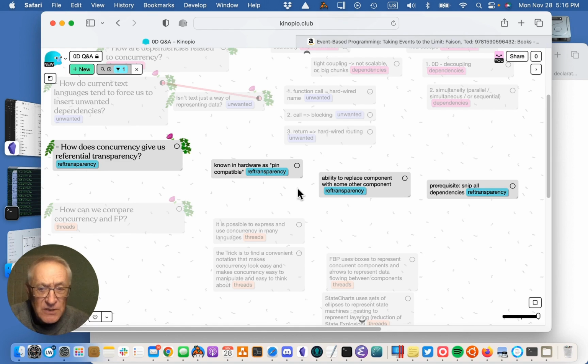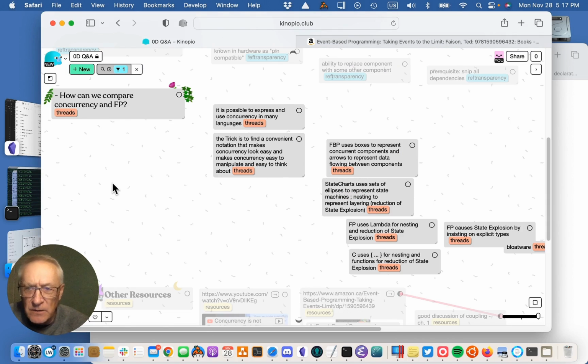There's a prerequisite for referential transparency. We have to snip all dependencies. Functional programming, when they talk about referential transparency, they actually do snip all of the dependencies and they pass them in as parameters. How can we compare concurrency and functional programming?